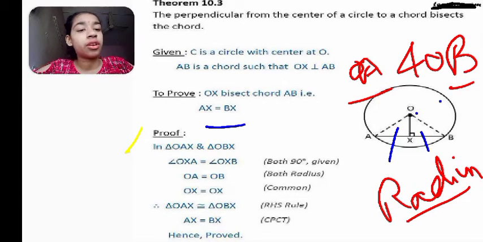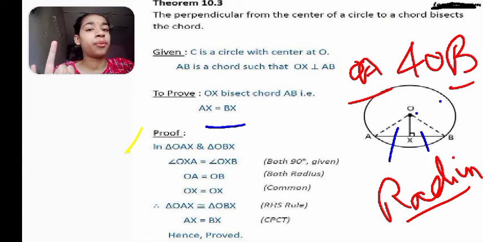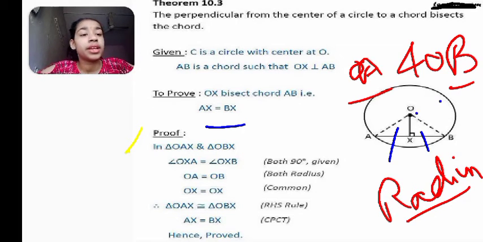First of all, we will use the congruency rules of triangles. As we know, there are 5 congruency rules: RHS, right angle hypotenuse side, SSS, SAS, ASA, and AAS. These are the 5 congruence criteria which we studied in the earlier video of the chapter Triangles. Now we need to use these properties to prove that triangle OAX is congruent to triangle OBX. So let's start.